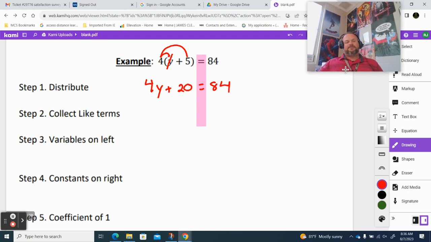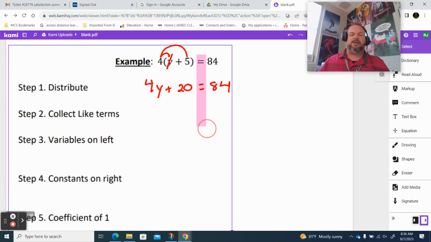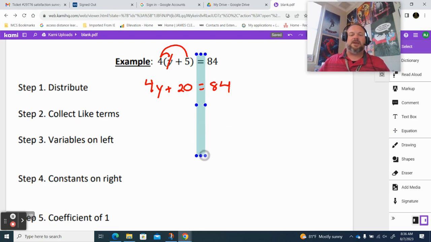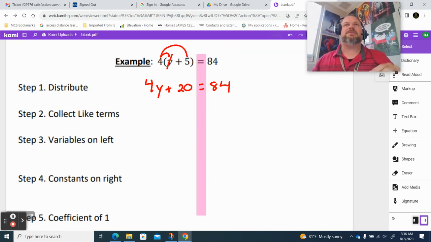Now, on the collect like terms, that's on each side of the equal sign. It's actually easy to see on this because I have made my little highlighter wall. It's easier to see like terms. They have to be on the same team. Some people are like, what about 4 and 20? I don't care. That 4's got a y with it. It's not the same person. They're not on the same team.